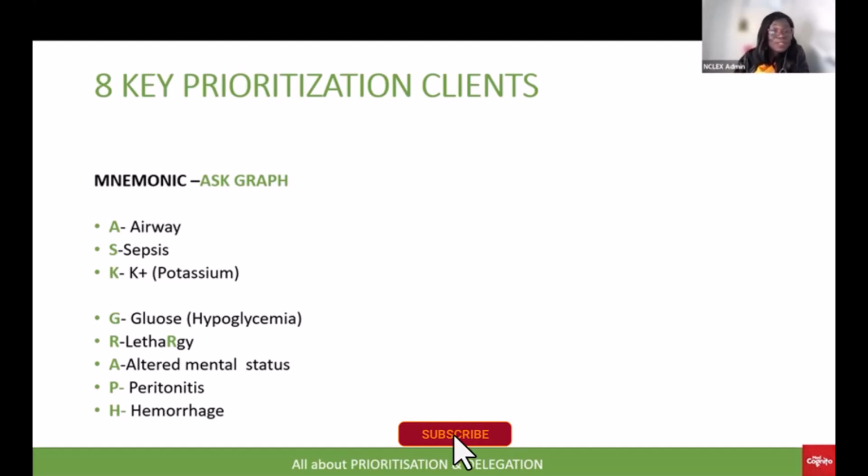Sepsis, client with sepsis. Potassium. Issues with potassium will affect the heart. So always look at clients with derangement in their potassium values. Glucose, hypoglycemia. The R, lethargy. A, altered mental status. So brain, you have to prioritize it.